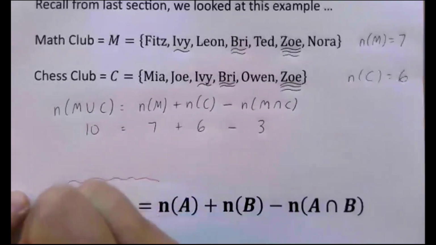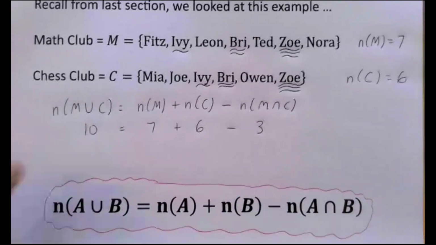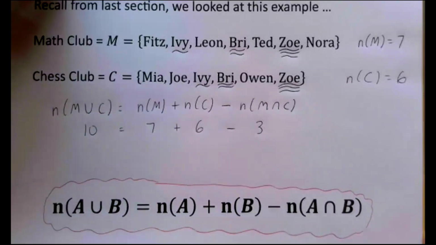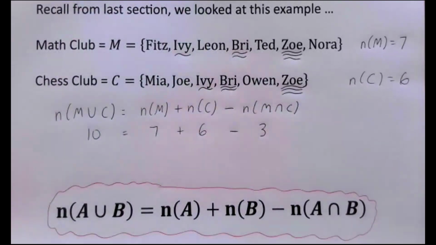Using different letters, this is the big formula for today. I'm not going to use it in every single problem today, but this is the new big formula we're going to learn. And then we're just going to do a bunch of examples, continuing to do examples with sets and Venn diagrams and things like that. So that's what this section is all about.